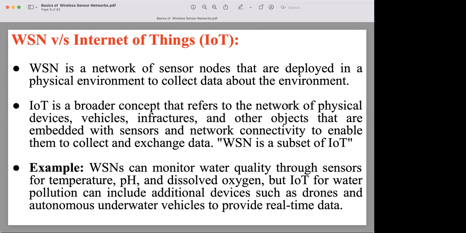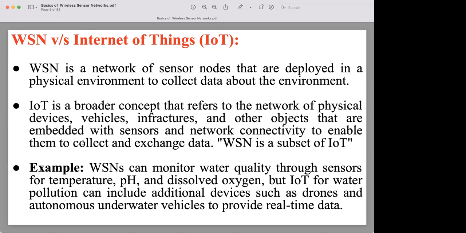They refer to the network of physical devices. Whatever devices are there, they are also part of that. Vehicles may also be part of the IoT. Infrastructure is also part of the IoT, and other objects that are embedded with sensors and network connectivity to enable them to collect and exchange data. So here, along with these sensor nodes, they also have vehicles, infrastructure, some software and other things. Everything together we can say is the IoT, not only the wireless sensor network.